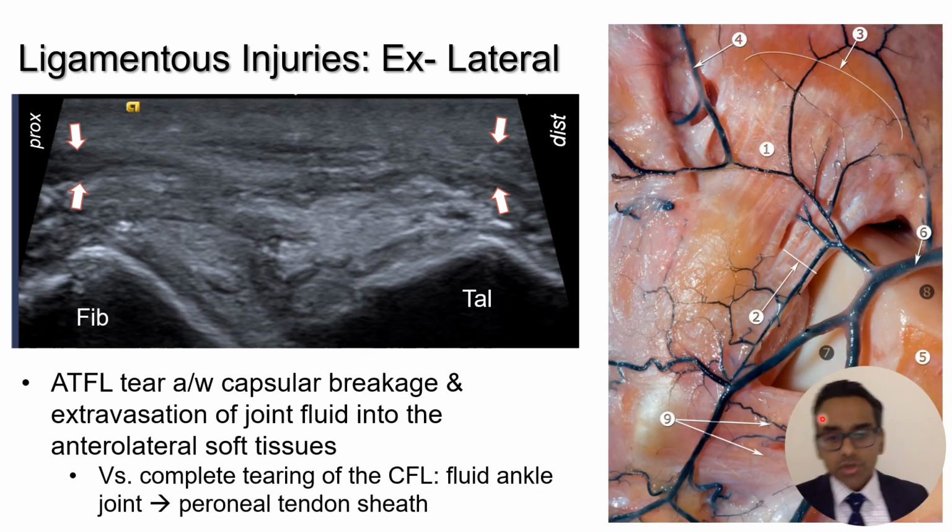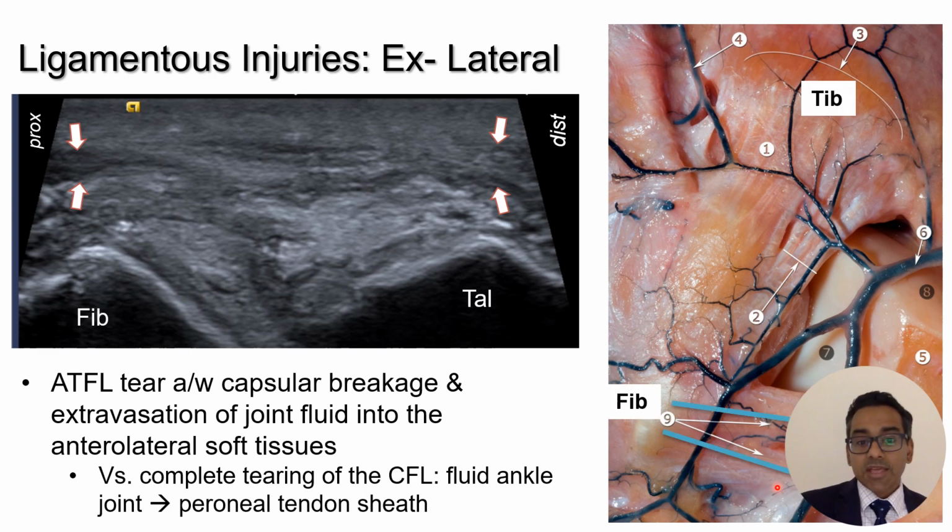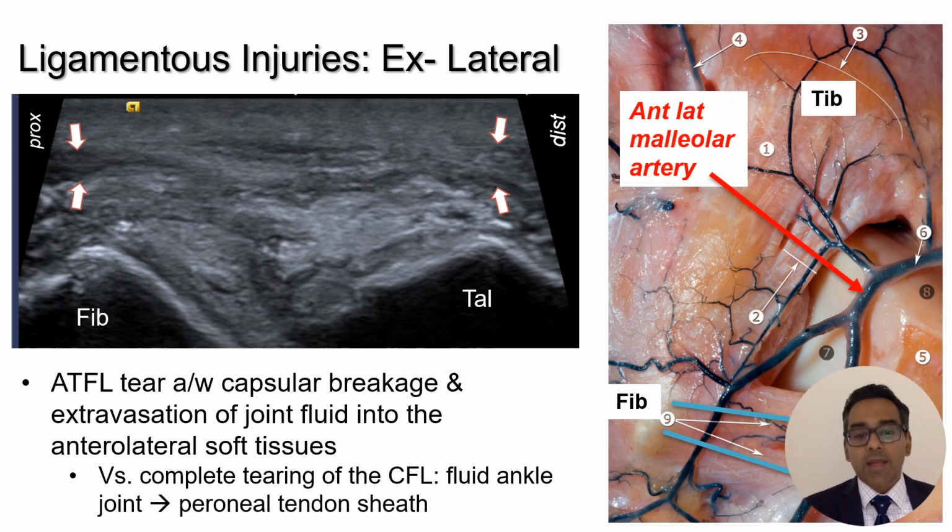So here's an anatomic diagram, and unfortunately it looks like my head might be in the way a little bit. This is the fibula, this is the talus. Here are the two bands of the ATFL, and the point I want to make is that this blood vessel courses right along where the ATFL is. So you can imagine if you get a rupture of this ligament, you can also get tearing of this artery, and that can cause all that hemorrhage that we talked about before. This is the anterolateral malleolar artery.